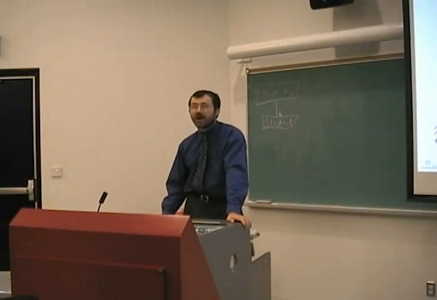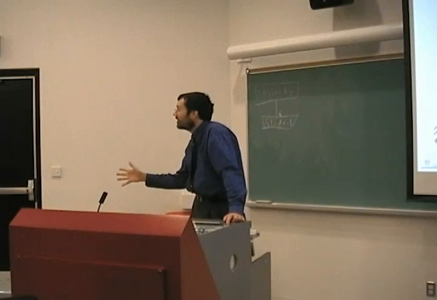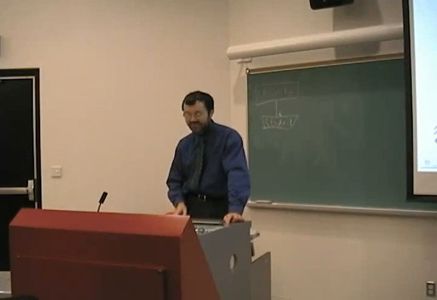So the antipatterns are to connect an observer directly to an observable. In other words, to directly create an association instead of indirectly or having it inherited. And another antipattern is to make observers subclasses of observable. Okay, so typical mistake. Oops. Typical mistake: make weather viewer a subclass of forecaster. That violates the is-a rule to start with. It is a mistake people make, especially when they're starting out in the class diagramming phase.